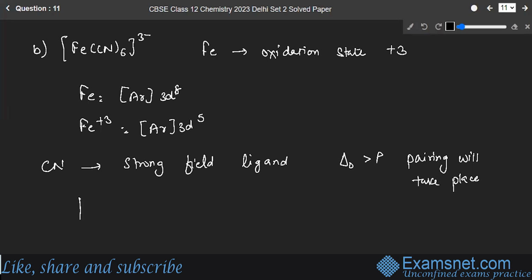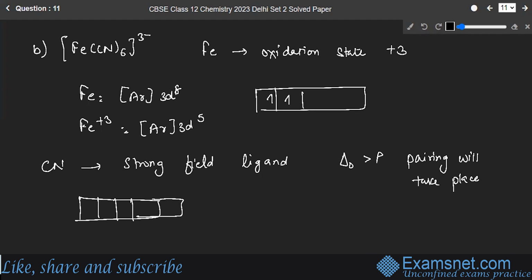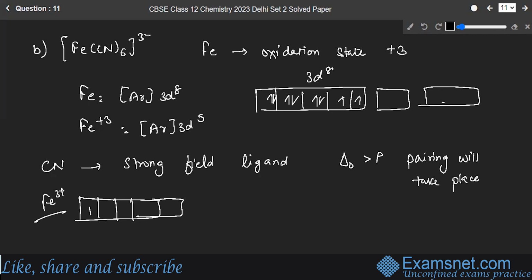So the electronic configuration for Fe3+ is given by, over here, for iron, it was single, single, single, and 2, 3, 4, and 5, and 4s2. This will be complete, this is your 3d8. Now for iron, it will be a ferric iron. Pairing will take place. First of all, this will be single. This is 3d5.